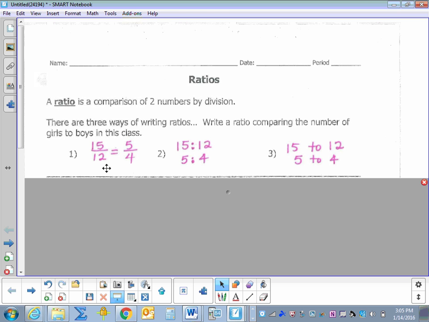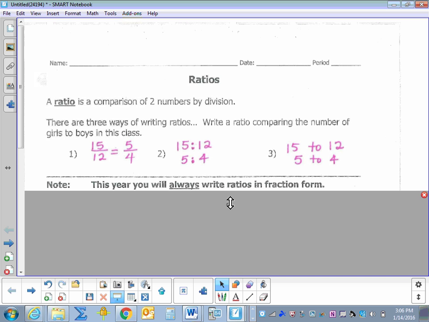We could also write the ratio of 15 to 12 horizontally using a colon, 15:12, or 5:4, as another way to write a ratio. We could also write it with the word "to," 15 to 12 or 5 to 4. So these are the three ways that you can write a ratio.